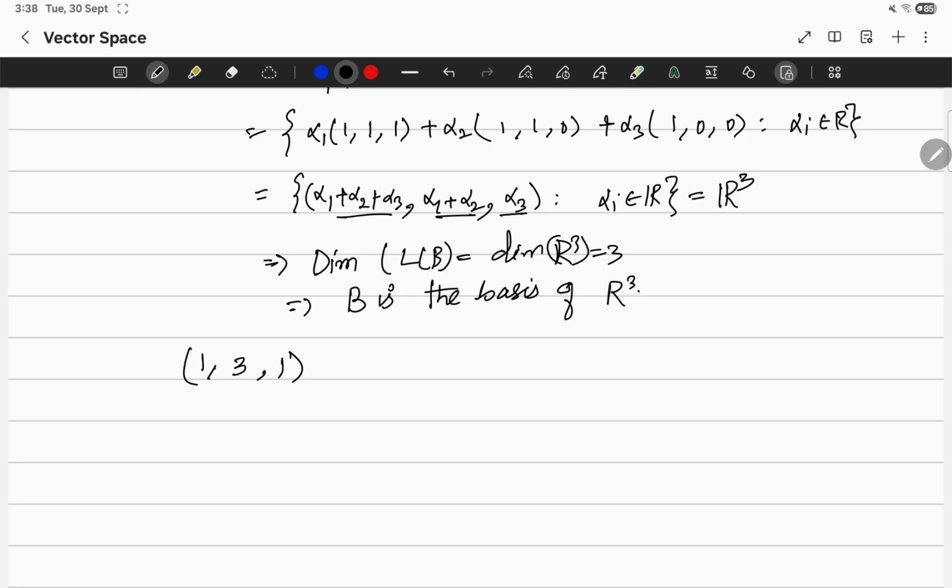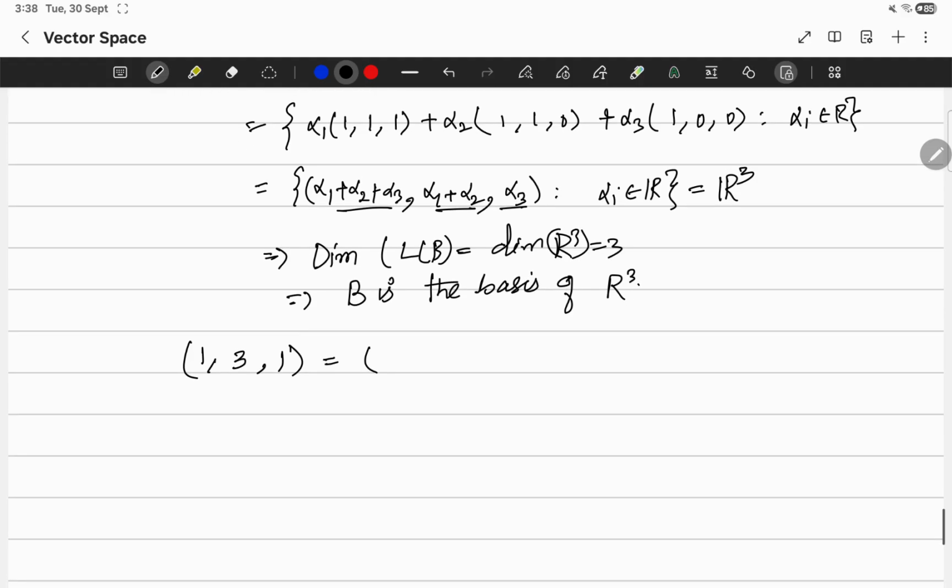So, as I told you, you have to prove that the vector (1, 3, 1) can replace any one of the three vectors of the basis to form a new basis. So now you can write (1, 3, 1) as alpha plus beta plus gamma.